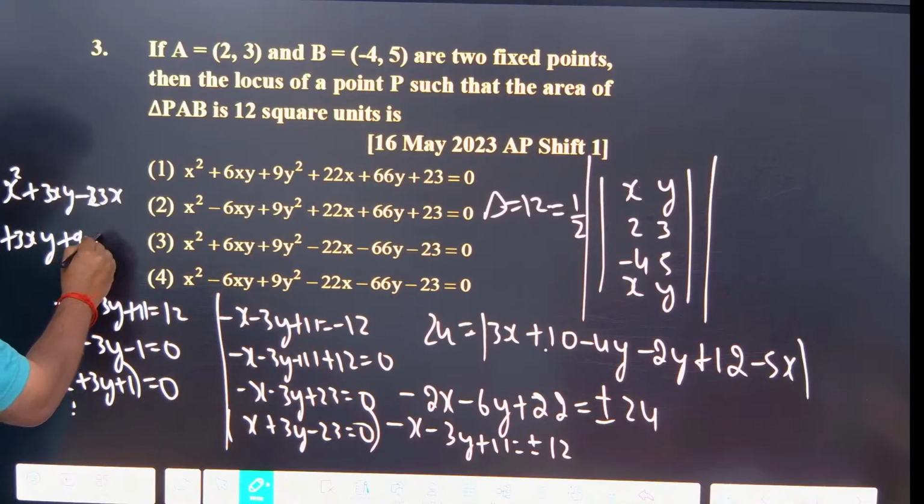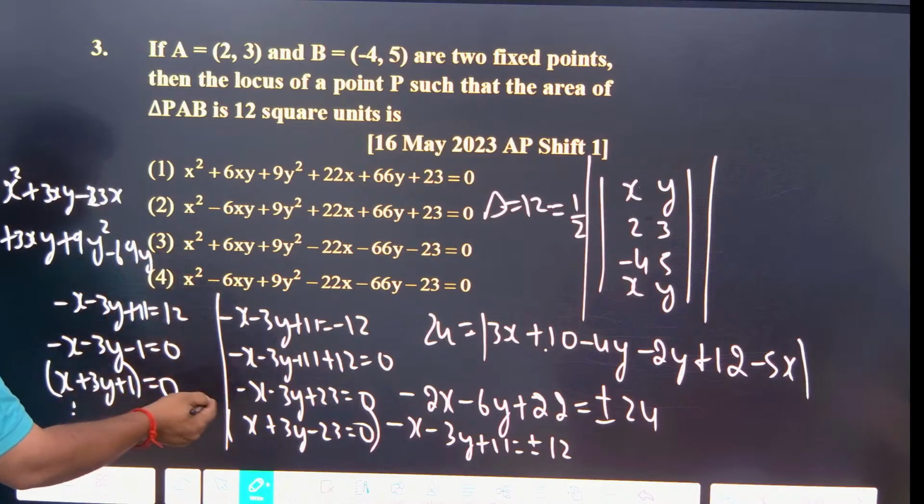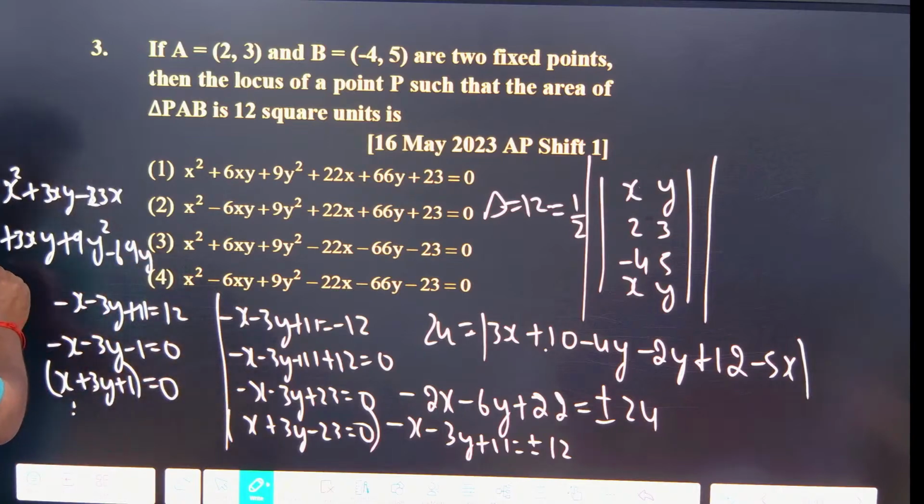9y square. 3 into 3 is, what is this? Minus 69. Correct, na? 3 into 3 is 9, 3 twos are 6. Minus 69y. Now, plus 1 means just write down whatever is there. Plus x, 3y minus 23.